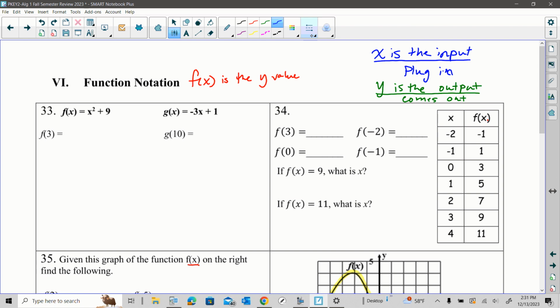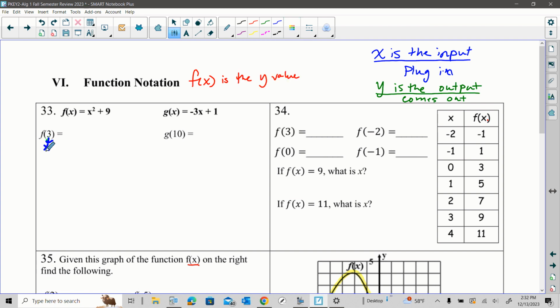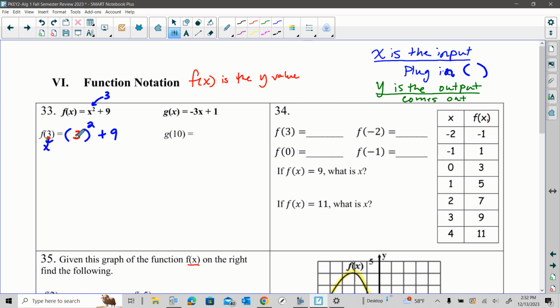So on a problem like this, we have the function f of x equals x squared plus 9. We want f of 3. Anything inside the parentheses represents x. So we're plugging in the 3 inside of the x. Anytime we're dealing with plugging in, we have to use parentheses to indicate that. So we would have parentheses squared plus 9. And what we're plugging in here is this 3 in place of that x.